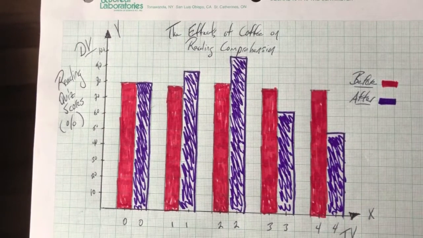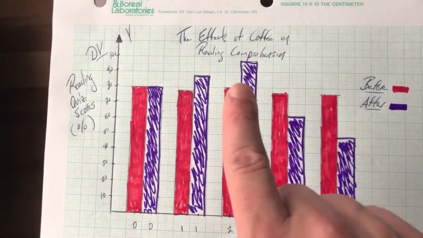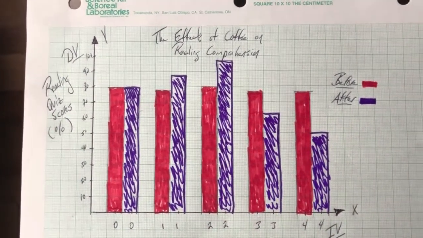I have to explain this data. Now I can offer my interpretation. It appears here that caffeine does cause an increase in concentration, but too much, maybe more than 2 cups, has the opposite effect. It decreases performance.